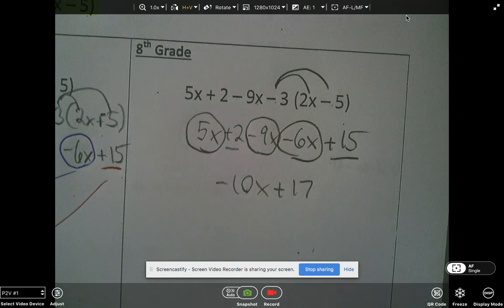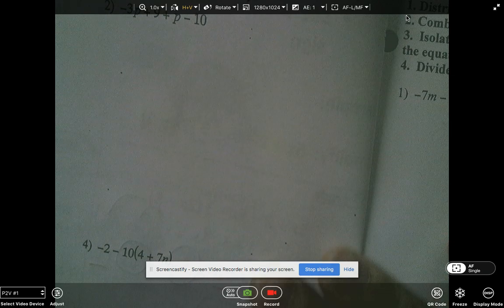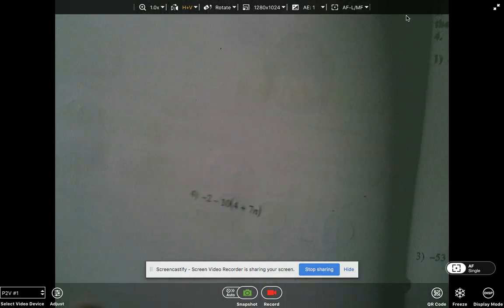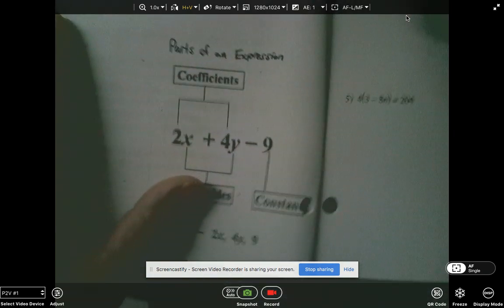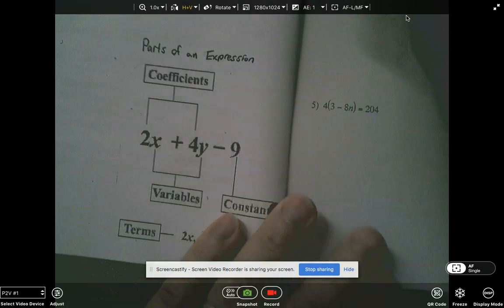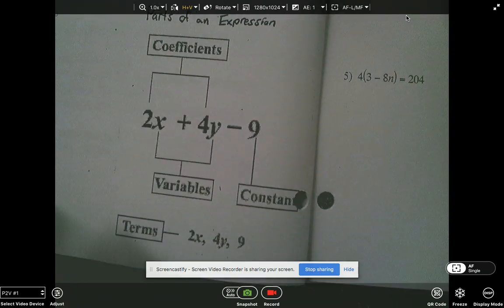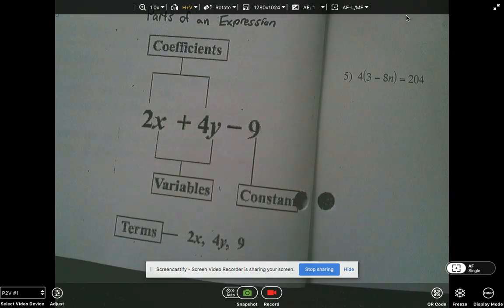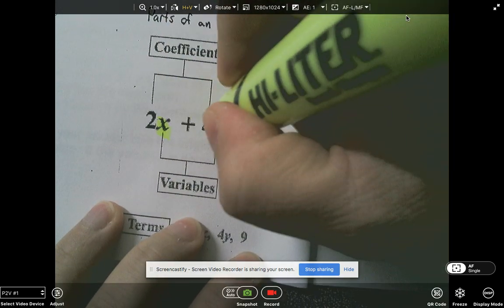So continuing with the reference and just simplifying expressions. If you turn the page to page 4, let's look down here at the bottom at the parts of the expressions, because we're going to be using these terms for the next few weeks, so we need to understand what we're talking about when I say these words. So raise your hand, who can tell me what a variable is? Yeah, a variable is just a letter, so like x and y.